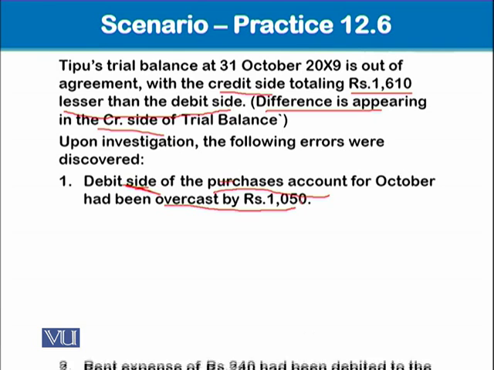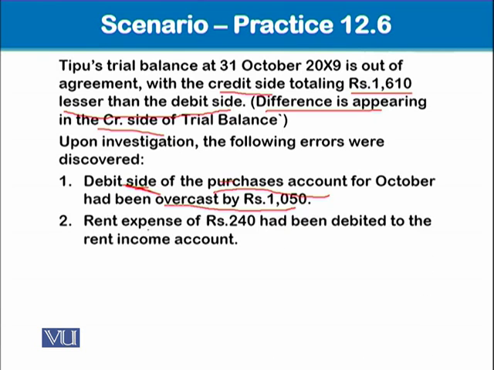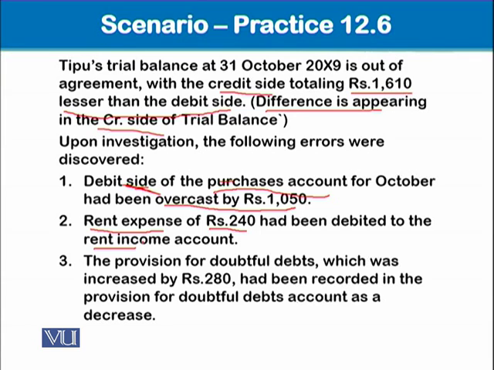All right. The second thing is rent expense for 240 had been debited to the rent income account. This is a mistake. This should have been debited to the rent expense account. Let's see how to settle this issue. Then the third issue is the provision for doubtful debts, which was increased by 280, had been recorded in the provision for doubtful debts account as a decrease. This is also an issue that needs to be discussed.